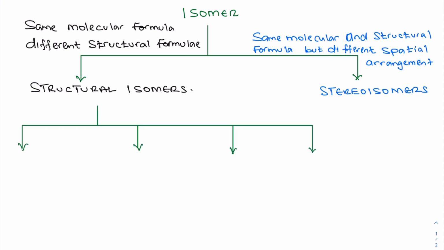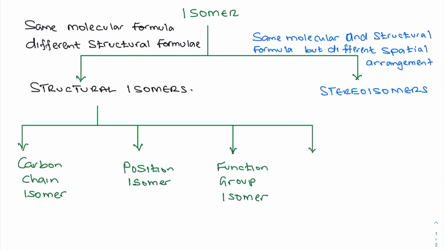There are four types of structural isomers. The first one is carbon chain isomers. Second one is position isomers. Third, functional group isomers. And finally, tautomerism isomers.